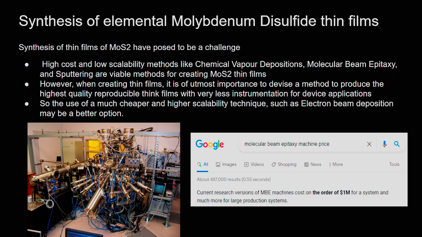So the creation of these MoS2 thin films poses a challenge. High cost and low scalability methods like chemical vapor deposition, molecular beam epitaxy, and sputtering are viable methods for creating MoS2 thin films. However, like we said, when creating a thin film, you want to use the simplest technique with the lowest cost and produces the highest quality possible. So the use of a cheaper and higher scalability technique, such as electron beam deposition, may be a better option compared to chemical vapor deposition or molecular beam epitaxy and whatnot.